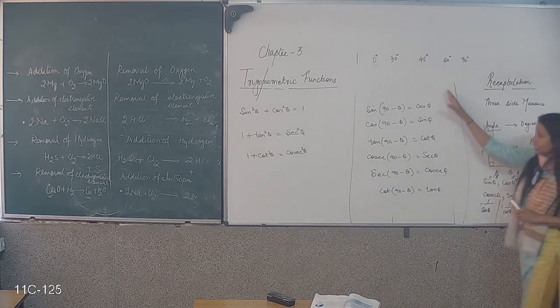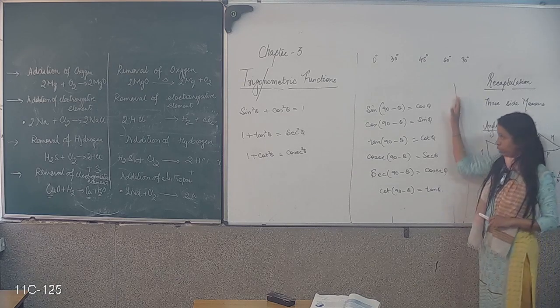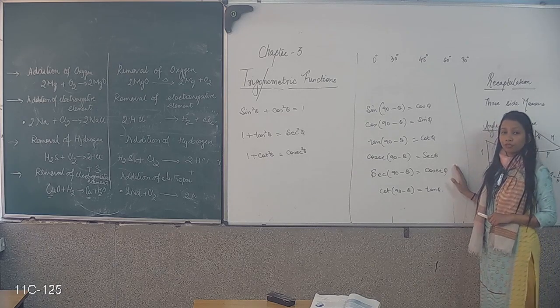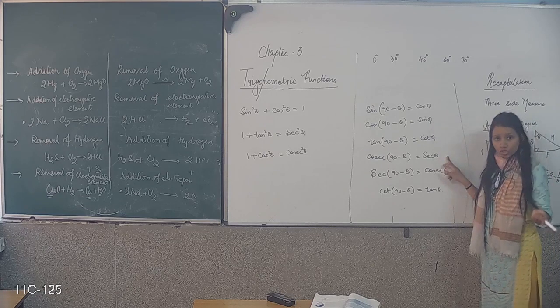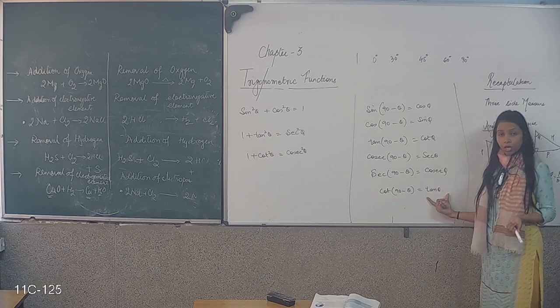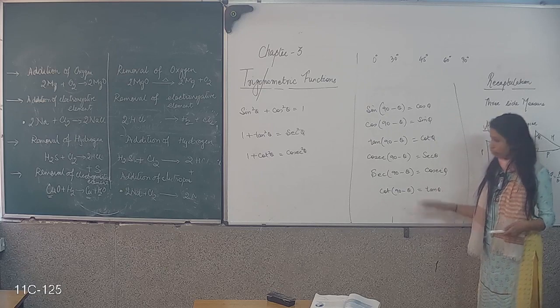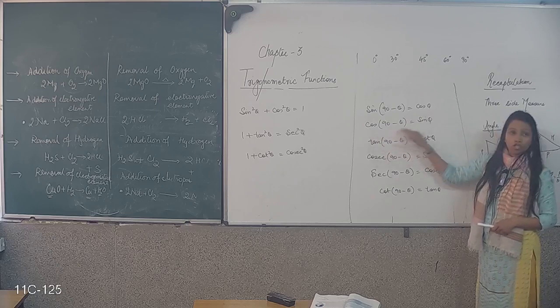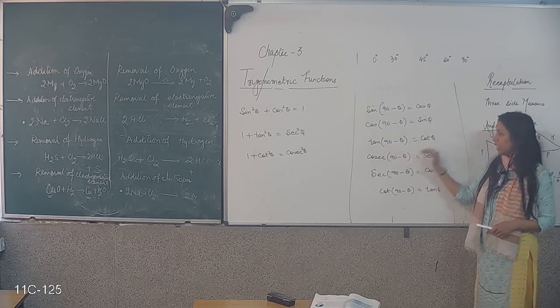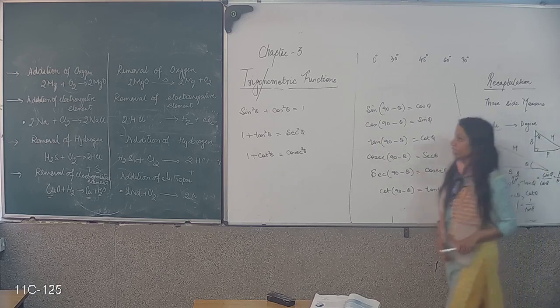Also, we have studied the complementary functions. These were the only complementary functions that we studied last year. This year we will be moving to more complementary functions apart from this. So sine of 90 minus theta is cos theta, cos of 90 minus theta is sin theta, tan and so on. Okay, this is the recapitulation.